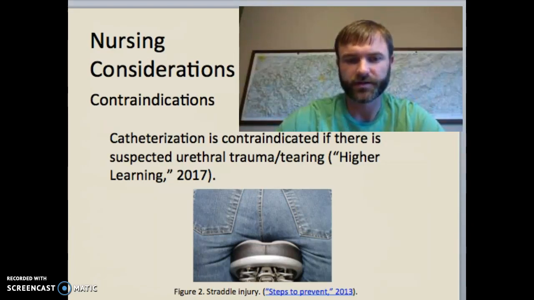When any of these findings are present in the setting of possible trauma, a retrograde urethrogram should be performed to rule out urethral tear prior to placing a catheter into the bladder.